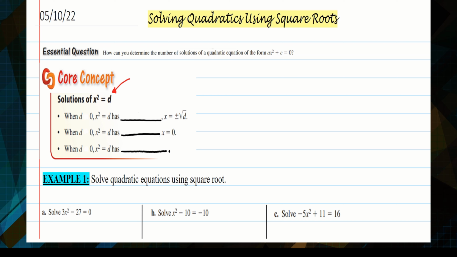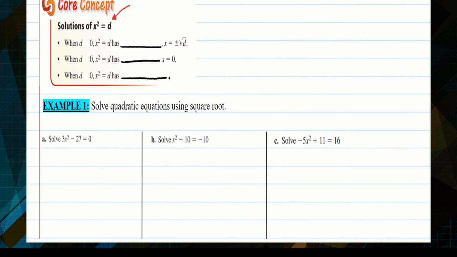Let's take a look at some quadratic equations, and we're going to be using the method of taking the square root to solve those quadratic equations. So we're going to see equations in different forms here, and our goal is to leave your x alone by taking the square root. So let's take a look at these examples here.